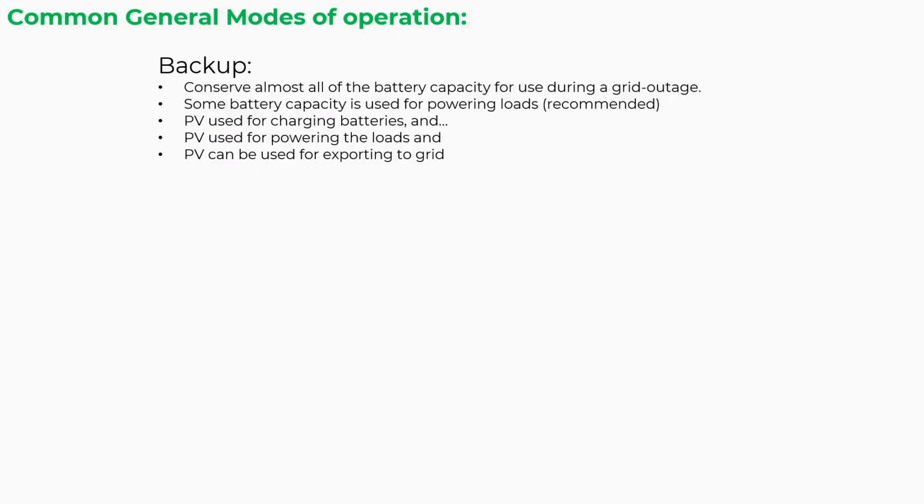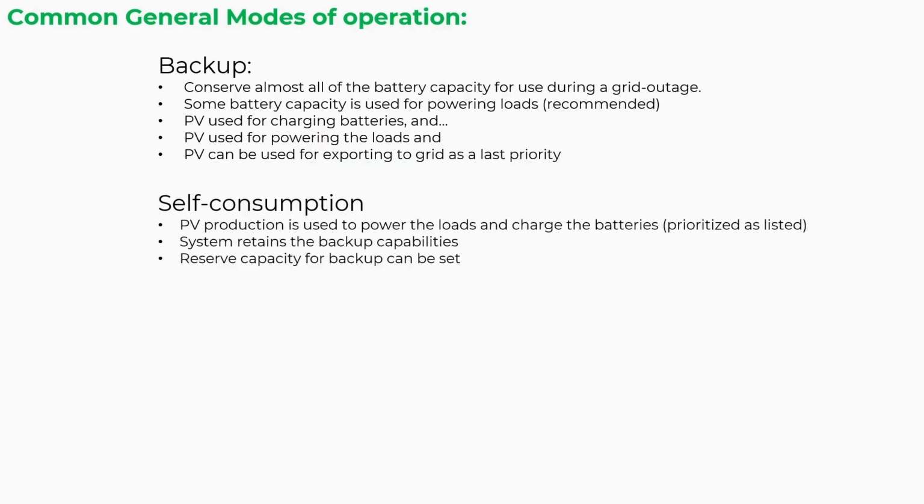Let's start with backup mode of operation. In this mode of operation, the energy storage system conserves almost all of the battery capacity for use during a grid outage. Some battery capacity is recommended to be used. Batteries need to be cycled, even if they're cycled for a very small depth of discharge. PV is used for charging the batteries, and PV is used for powering the loads. One may also have PV configured to be exported to the grid, but this obviously is optional.